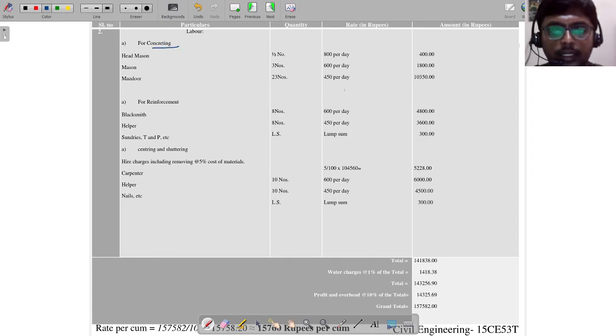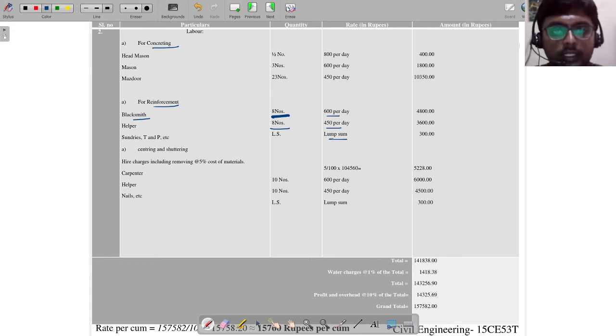Okay, after concreting, next let us come to the reinforcement. We need blacksmith, also called the barbenders, to carry out this work. To carry out work of 10 cubic meter of RCC work, we need blacksmith or barbender at 8 numbers and helpers at 8 numbers, and sundries. As you know, sundries is extra, and tools and plants, so we take it as lump sum. After that we tabulate the present market rates for the laborers.